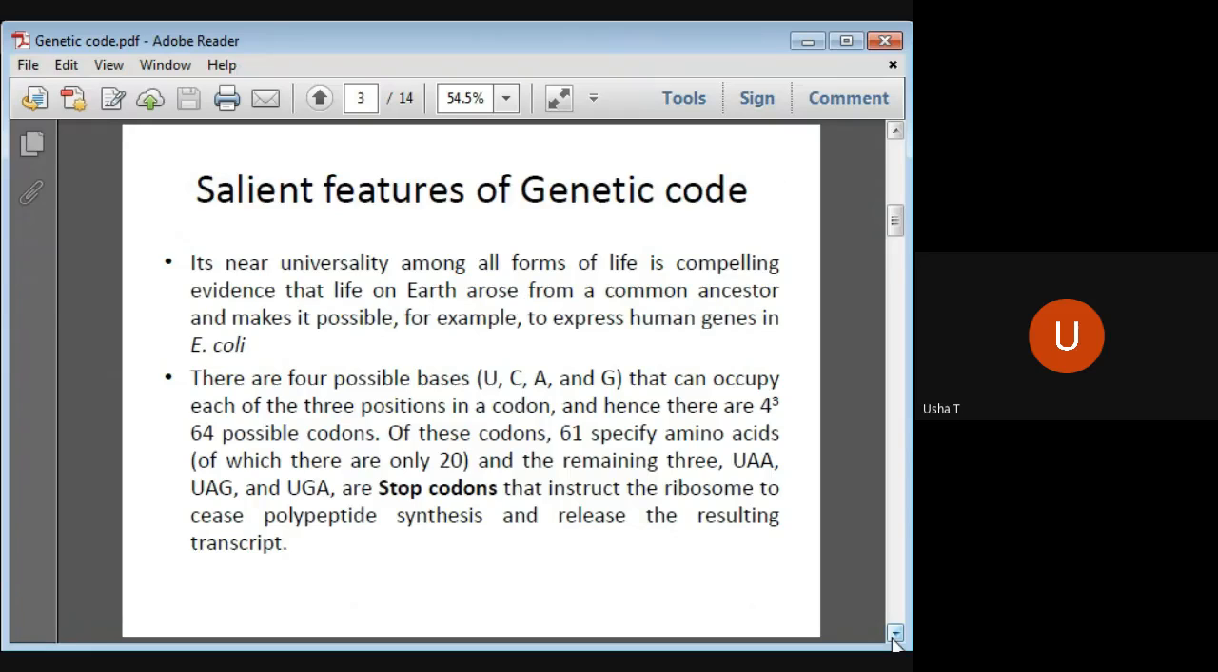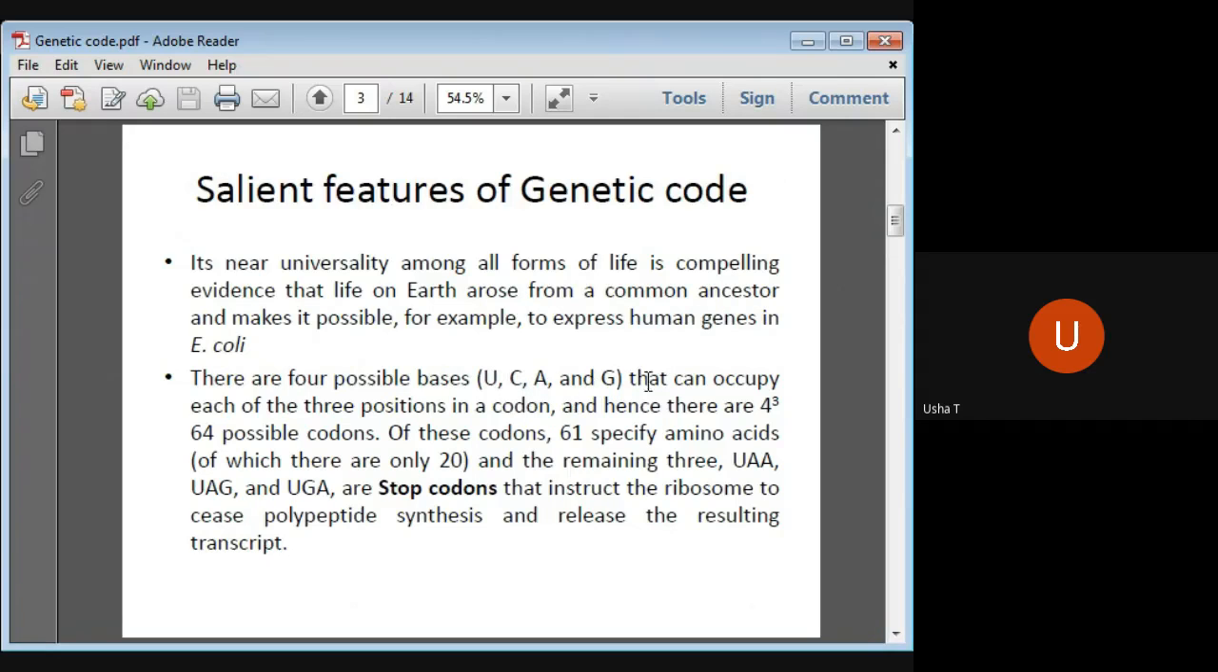But when the genetic code was discovered, it was seen that most of the organisms which were studied had a similar genetic code. So, when they had a similar genetic code, people tried studying what are the four bases that can occupy each of the three positions in the codon, and whether they could derive how many codons are present. So, what was done? We know that there are four possible bases, that is U, C, A, G. Why U? Because we are speaking about mRNA. So U, C, A, G.